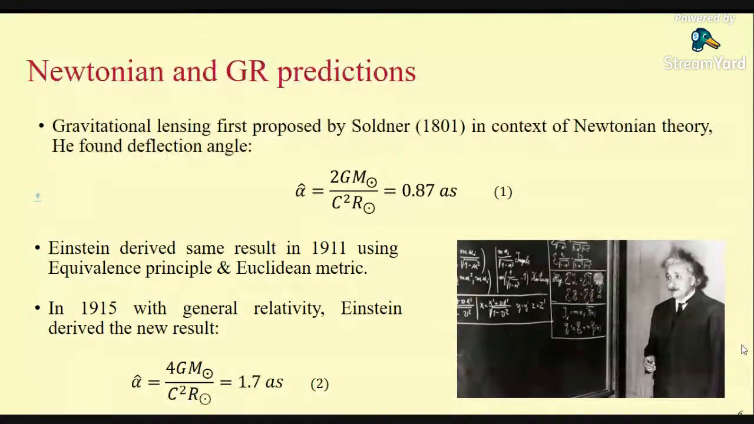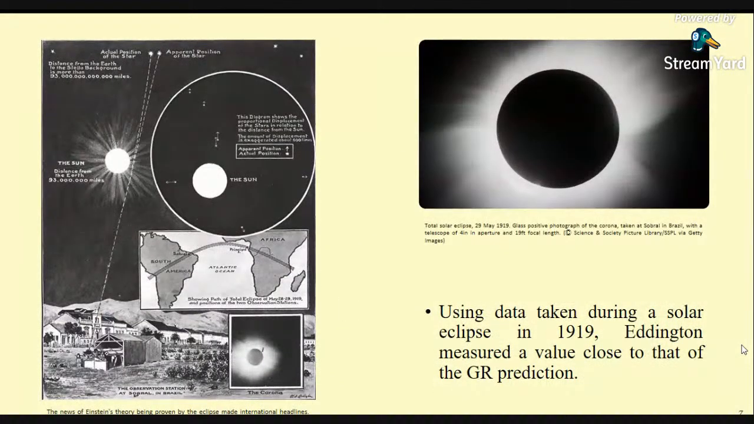And in 1915, Einstein obtained twice the previous value, as you see in equation two, and it was equal to 1.7 arc seconds for the sun. In 1919, Eddington measured the deflection angle for the sun equal to 1.6, and that was confirming general relativity. Although these first measurements were not very precise, they contained errors of about 30% for the deflection angle, I guess. And the Newtonian value could clearly be rejected.